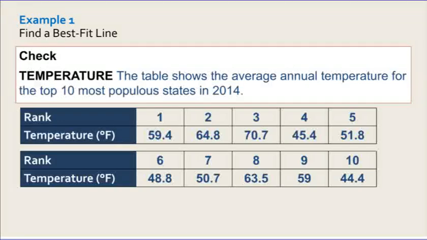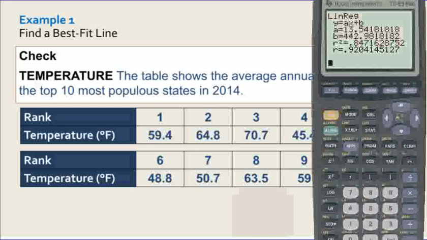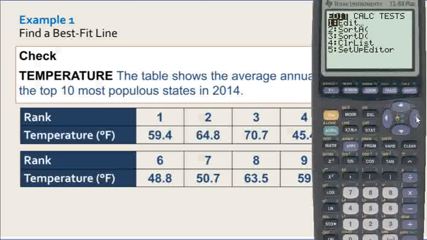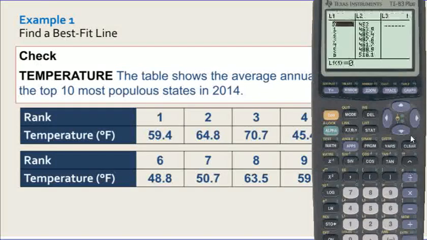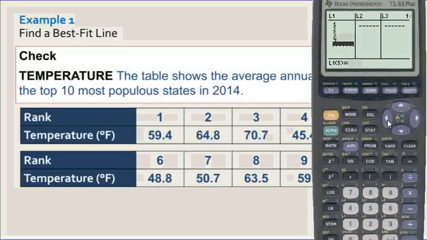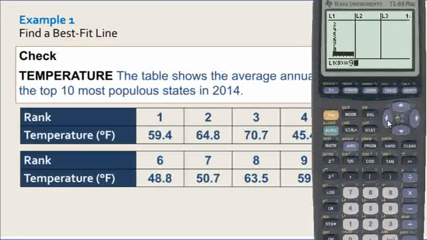So I'm going to go back to the table so I can enter my points in there. Hit stat, edit, and the rank. We're going to edit these, so we hit clear, hit enter. Over here, hit clear, hit enter. Okay, now let's type in here. So we've got 1 through 10. So 1, 2, 3, 4, 5, 6, 7, 8, 9, 10.